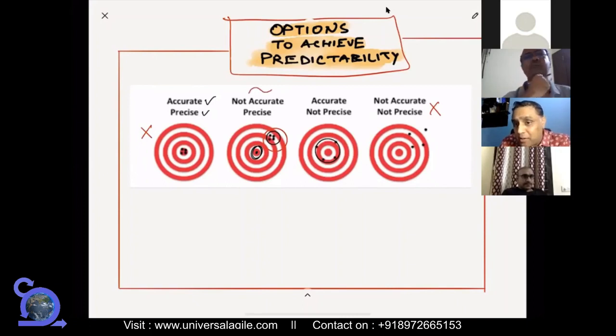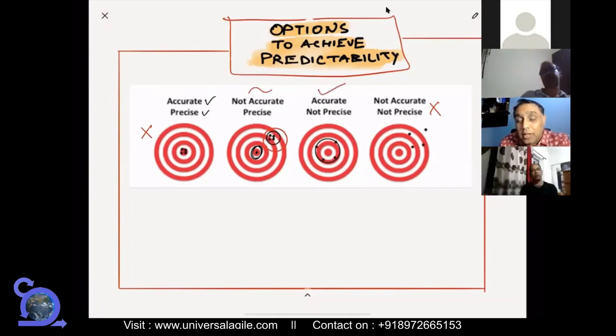Am I making sense here? Yes, no, maybe? Then what are the options you are left with? You are only left with this option: accurate. That means either you are right or you are wrong. If you can figure out how accurately you are right or how accurately you are wrong, you can figure out the deviation, isn't it? And you can learn from it. Am I making sense to everybody?